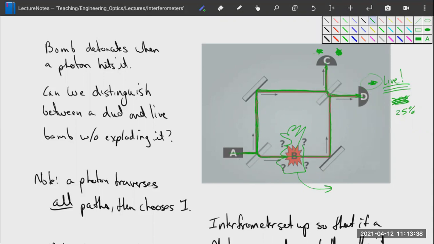And so basically we can run the exam until we're confident enough that it's a dud, or we run it until we get a flash at D, which means that our bomb is live but hasn't exploded. And the real average, because you're going to explode some, you're going to not explode others, is somewhere, I think, in the 30s. So you can get like 36% or something like that of your bombs without exploding them, which is pretty amazing, that quantum mechanics allows you to tell if the bomb was capable of exploding without exploding it.